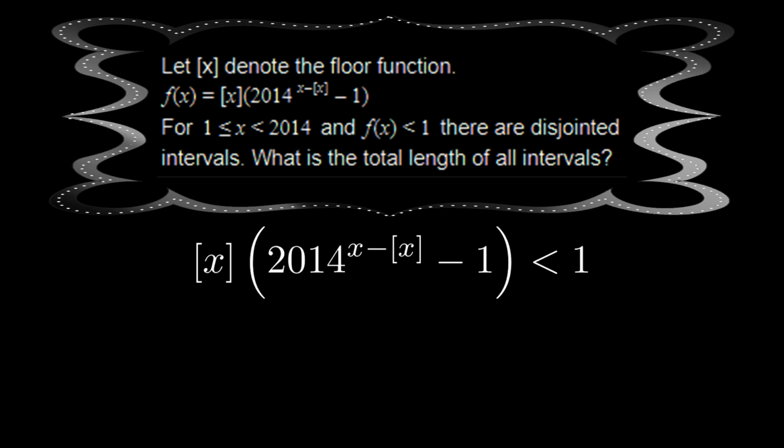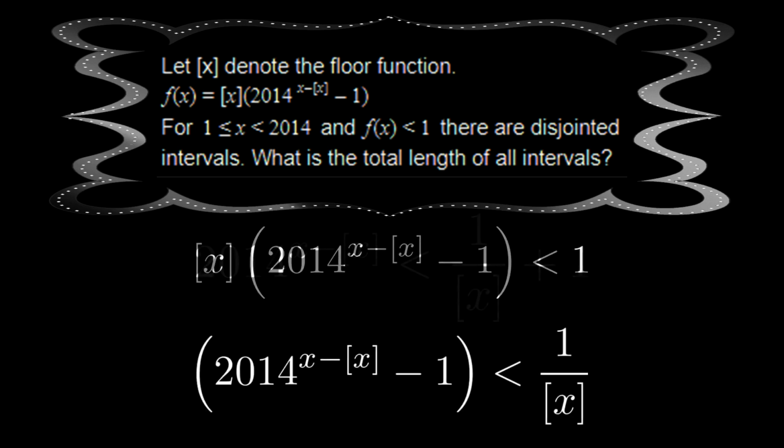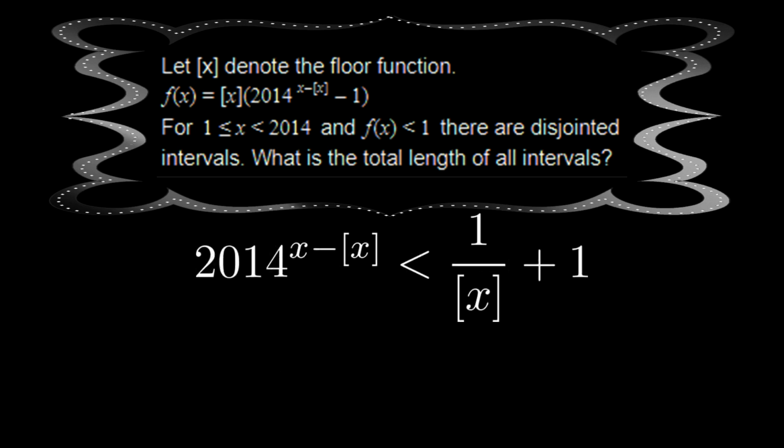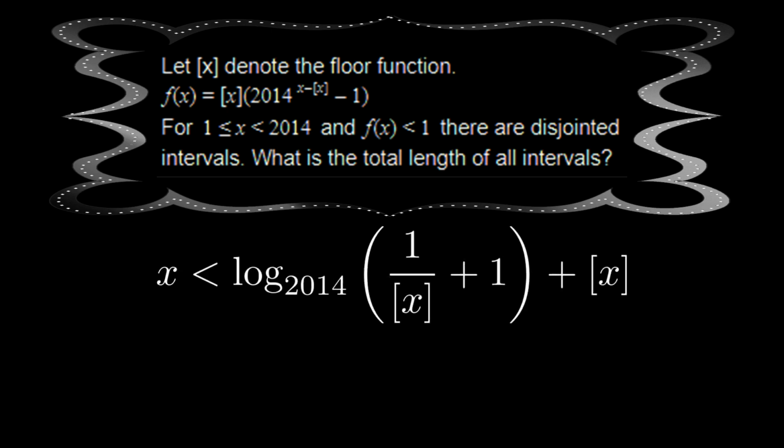There's another big clue that may inspire you to do this. When the question says total length, it wants the sum of all intervals, and the sum may make you think of summations. Summations are easy to work with, but we need an equation that's in terms of integers only. With some algebra, we get this expression. To solve for an exponent, we can use a logarithm. And voila! We just found the upper bound for x.